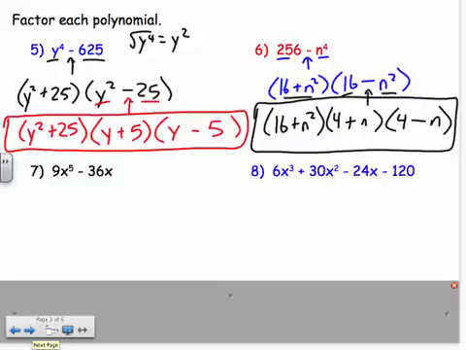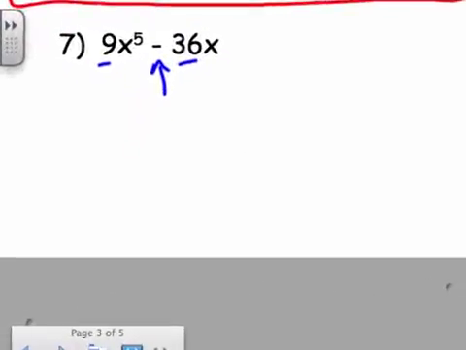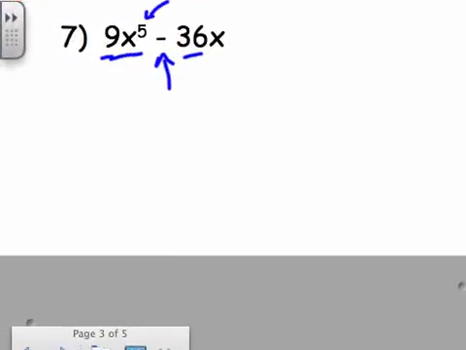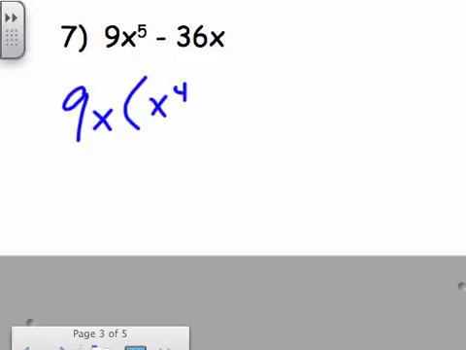Same thing with 7. I'm looking, I got a difference. Good. Do I have squares? Well, the 9 I can square root, the 36 I can, but I can't square root an odd exponent. Same thing here. Can't square root that odd exponent. So we always got to look, can I factor something? That's what I should have looked for first, instead of looking for that difference of squares. Let's see if we can actually factor something out of there. If you notice, I can divide a 9 out of there, and I can also pull out an x, which leaves me with x to the fourth minus 4, because I pulled that x out.